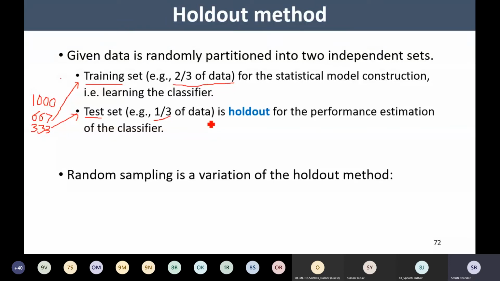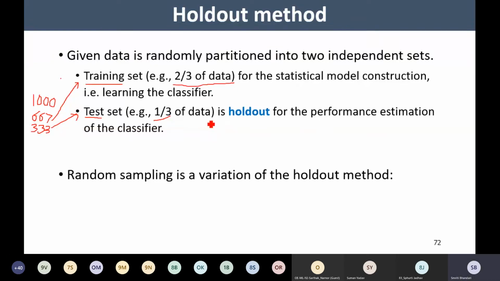So it is not possible to keep aside some set of data for testing, because actually the data set that we have is very small. And if we pick a few samples from that data and keep them aside, then it may not be possible with respect to that small data set, right? So that is one kind of limitation of the holdout method.